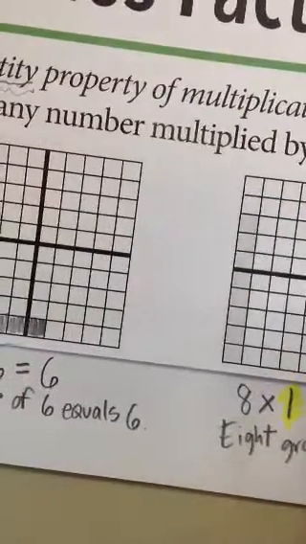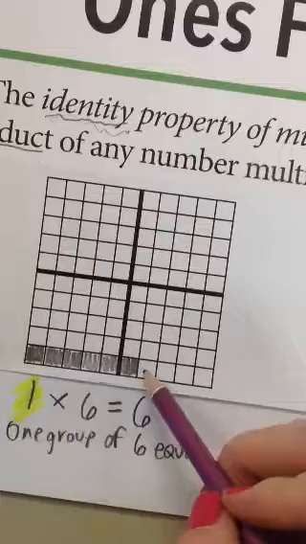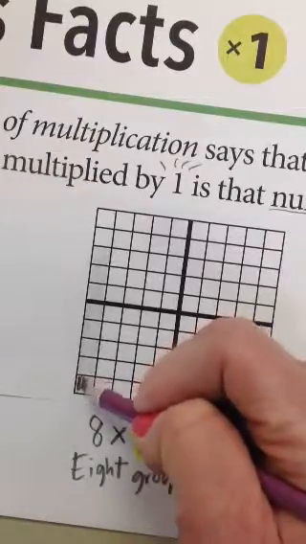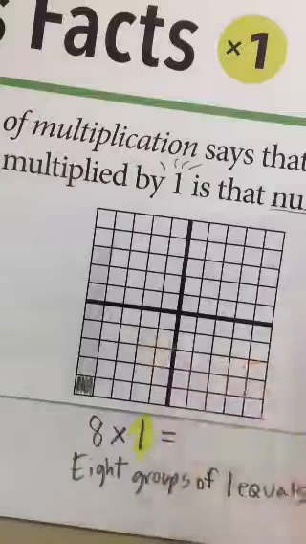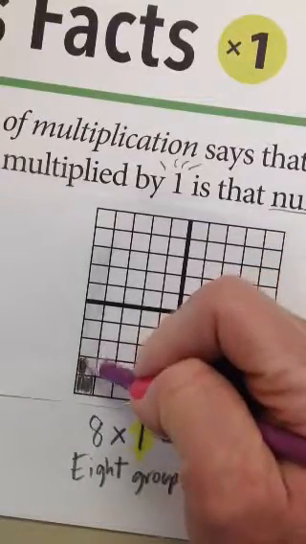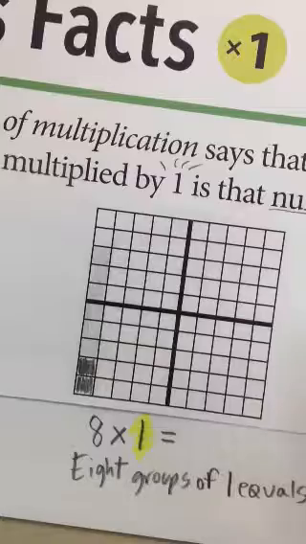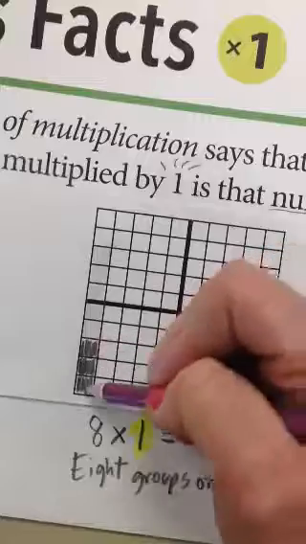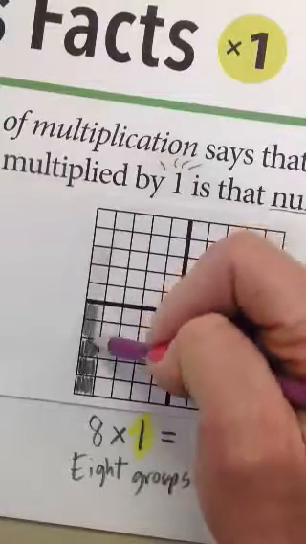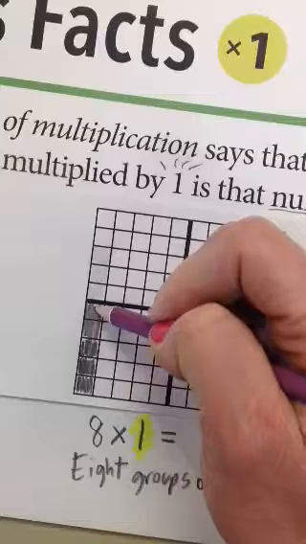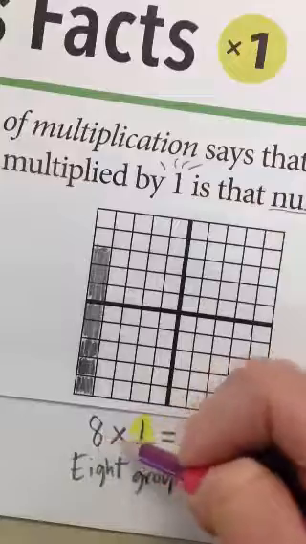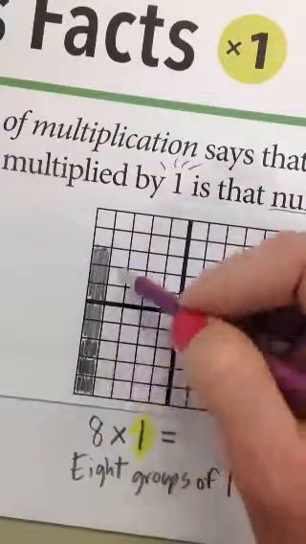All right. Let's see. This was one group of 6. So one group of 1 would just be a single square. Single square. Now I have 2 groups of 1. Or 2 rows of 1. Now I have 3 rows of 1, or 3 groups of 1. Let's just go to that 5. So now we have 5 groups of 1. And we need exactly 3 more to get 8 groups of 1. Wow, 8 groups of 1.